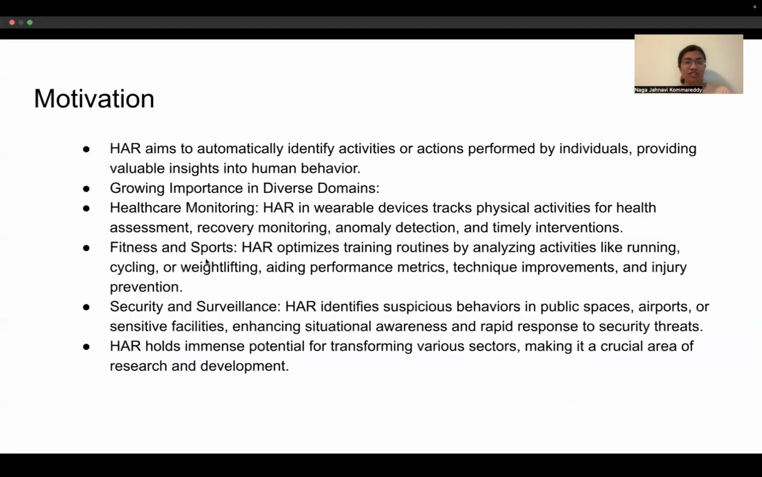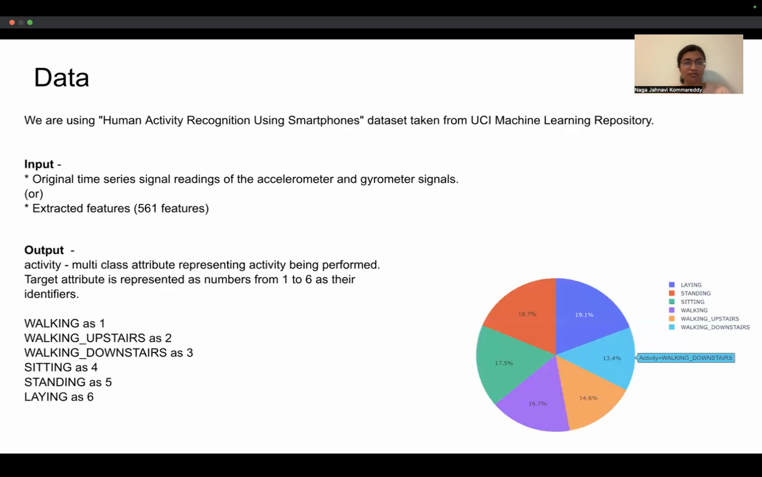The main motivation for this project comes from its applications in various domains like healthcare monitoring, fitness and sports, security surveillance to identify suspicious behaviors, track physical activities, and analyze different activities. This domain holds an immense potential for transforming various sectors and is a crucial area for research and development. Hence, we have chosen this project.